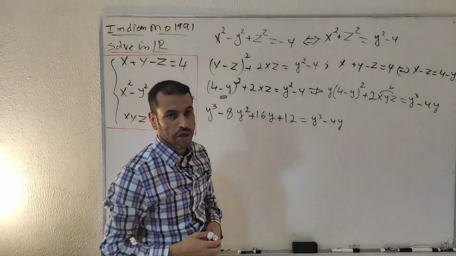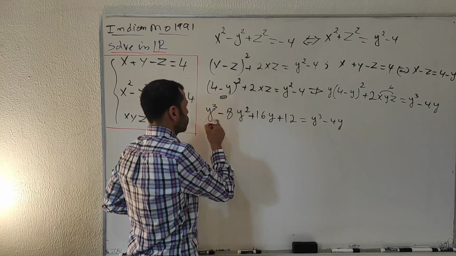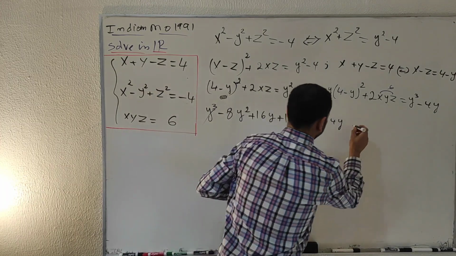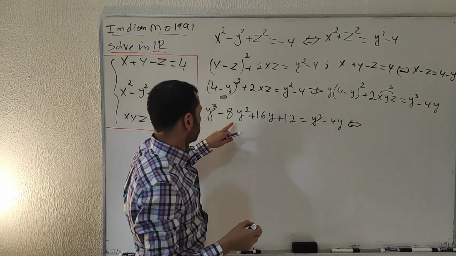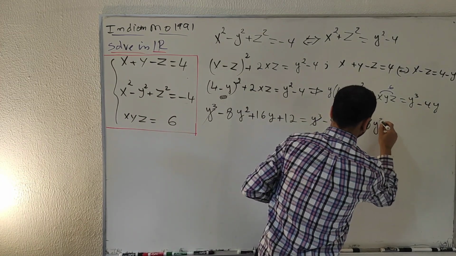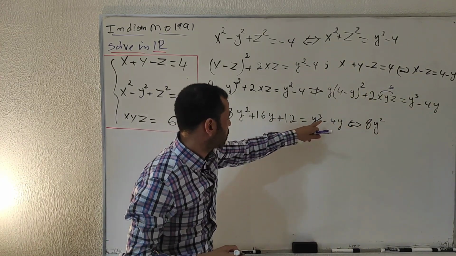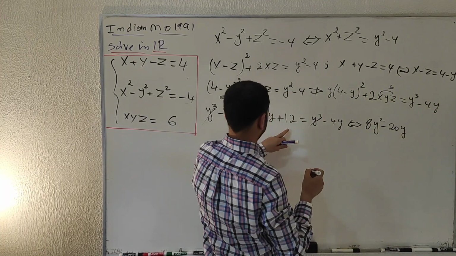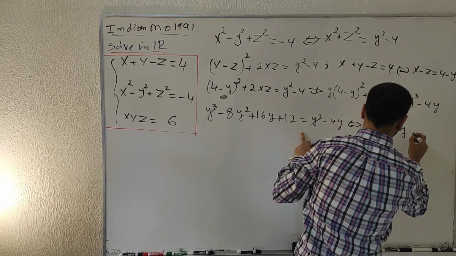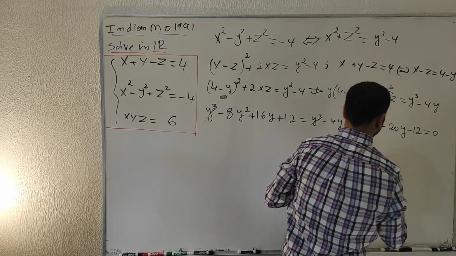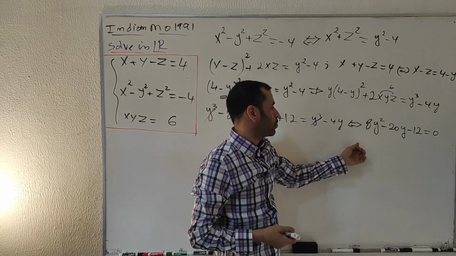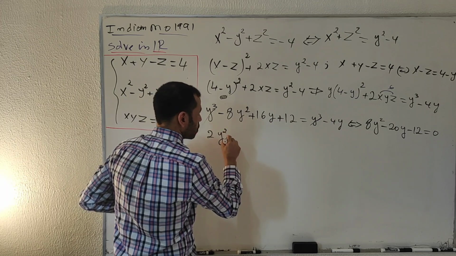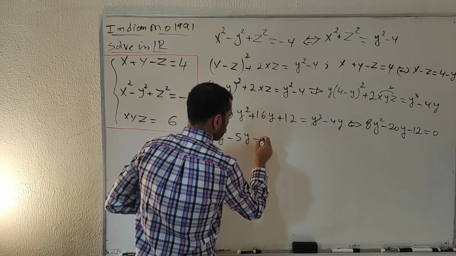It seems we have a nice cancellation here on the left and right sides of this equation, so y cubed will be cancelled out. I'm going to move all the terms to one side, so I get 8y squared, plus 16y minus 4y, which is minus 20y minus 12, equals 0. Then I'm going to divide both sides of this equation by 4, which gives 2y squared minus 5y minus 3 equals 0.